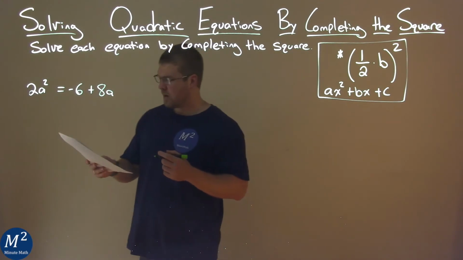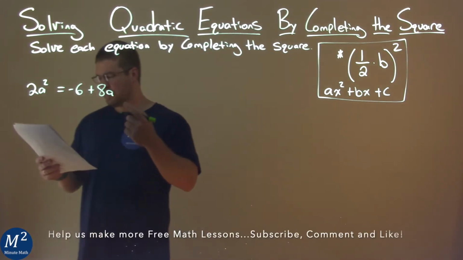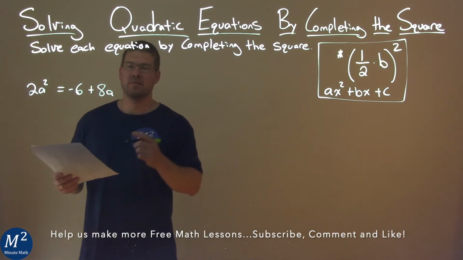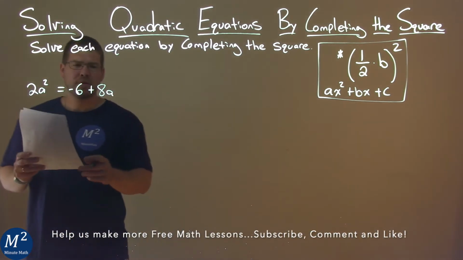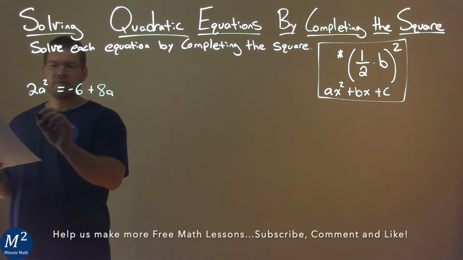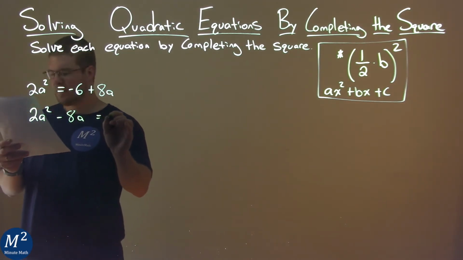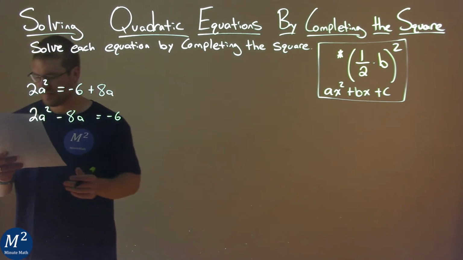We're given this problem right here: 2a squared equals negative 6 plus 8a. And we need to solve this by completing the square. First thing I'm going to do is bring the 8a over to the left. So you have 2a squared minus 8a, and that's equal to just that negative 6.